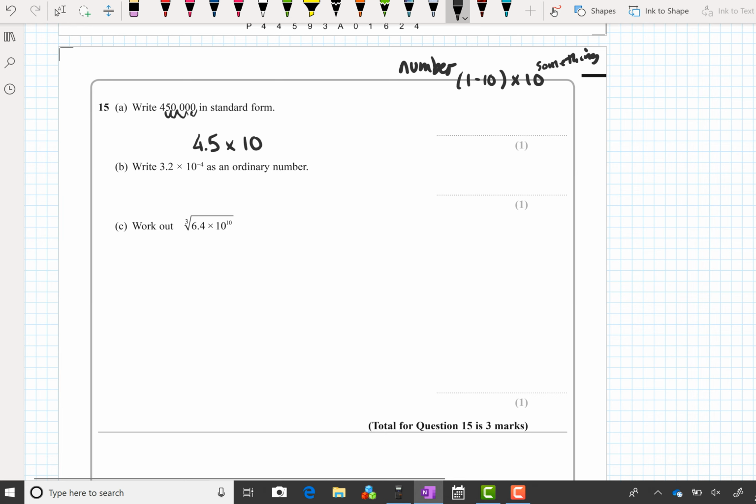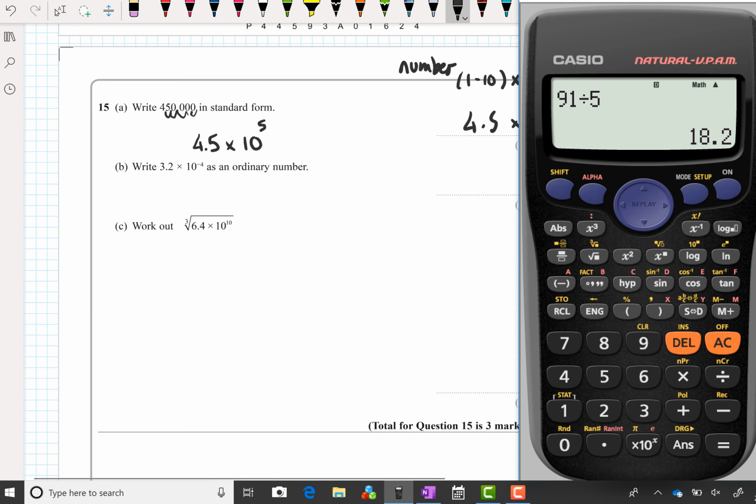Just to check, if you move that decimal place once to the right to make 45, and then move it 4 more times to create 4 zeros, that'll be correct. Right, that's my tactic as to how I do that. And obviously check it on a calculator. 4.5 times 10 to the power of 5 is indeed 450,000 without the comma or without the space.